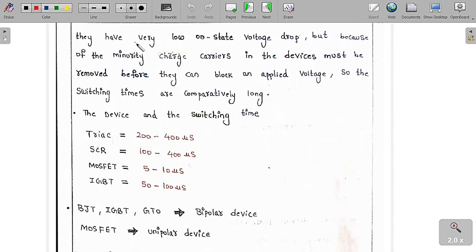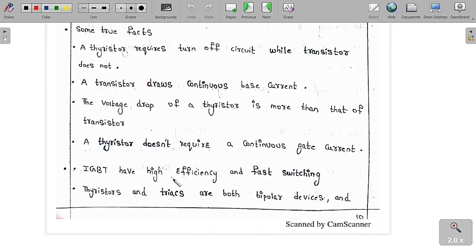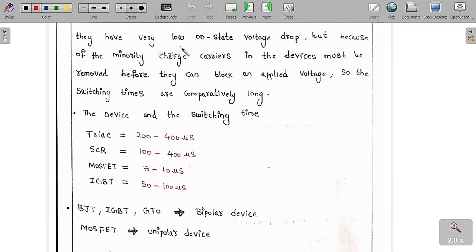What I am trying to say very simply is that I am comparing some important facts here. IGBT has higher efficiency and fast switching. I have already told you IGBT has the best features of both the MOSFET and the BJT. So it is a bipolar device with high input impedance and low conduction losses. The switching is not as fast as a MOSFET, but the voltage rating is very high. Thyristors and triacs are also bipolar devices because they are also made of PN layers. They have very low on-state voltage drop.